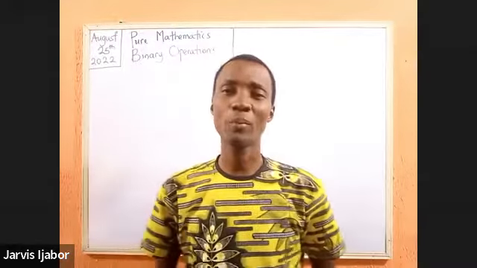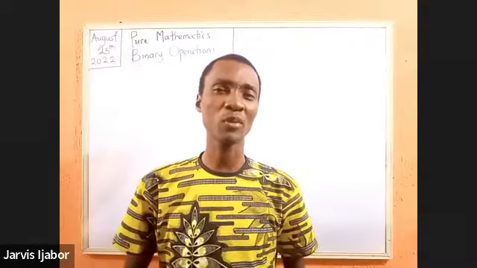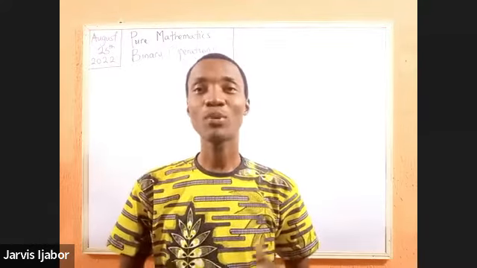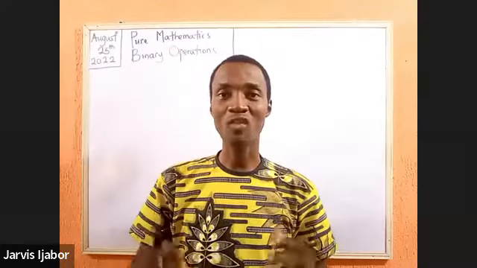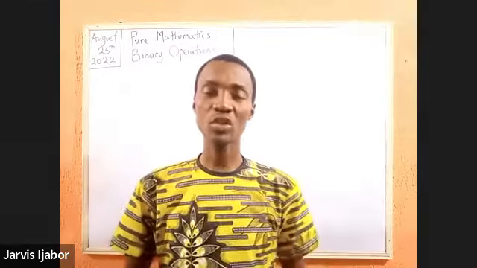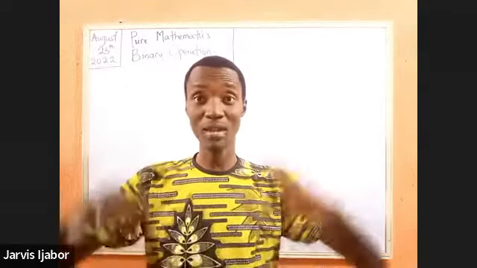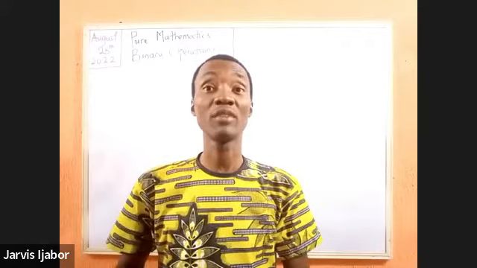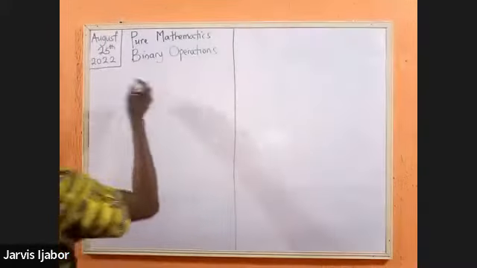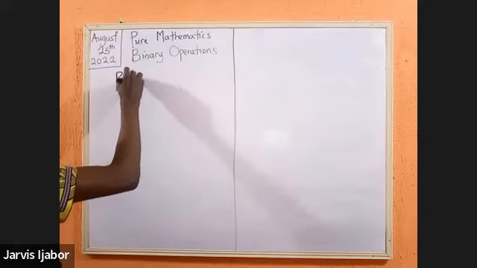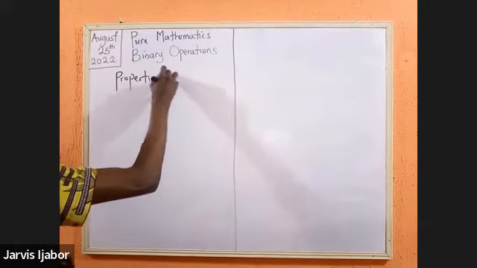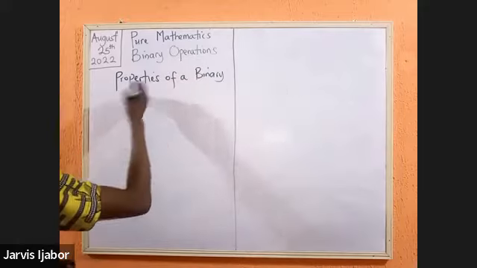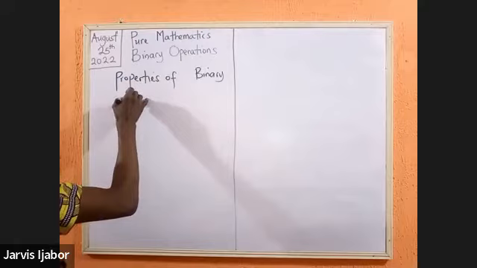To understand binary operation, we'll be looking at binary operations from the matter of properties. There are certain properties that enable us to understand binary operation. So we'll go straight ahead to look at them. I'll try to list some of them, do a mental listing of them, and afterwards we'll delve into them one after the other. So we'll look at properties of a binary operation, or of binary operations. Let's make them plural.